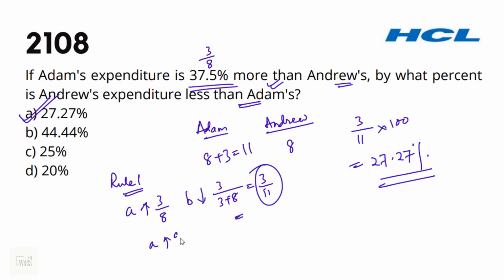Line changing rule. If A increases by A by B, then B should come down by A upon A plus B. Rule 1, the line changing rule from our arithmetic rule book, can also be used straight away to find the answer. 3 by 11, 27.27% is the answer.